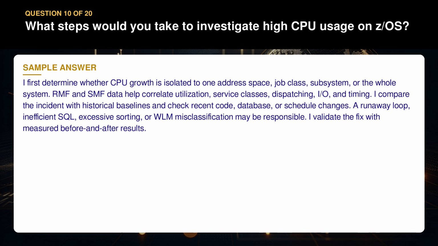I first determine whether CPU growth is isolated to one address space, job class, subsystem, or the whole system. RMF and SMF data help correlate utilization, service classes, dispatching, I/O, and timing. I compare the incident with historical baselines and check recent code, database, or schedule changes. A runaway loop, inefficient SQL, excessive sorting, or WLM misclassification may be responsible. I validate the fix with measured before and after results.